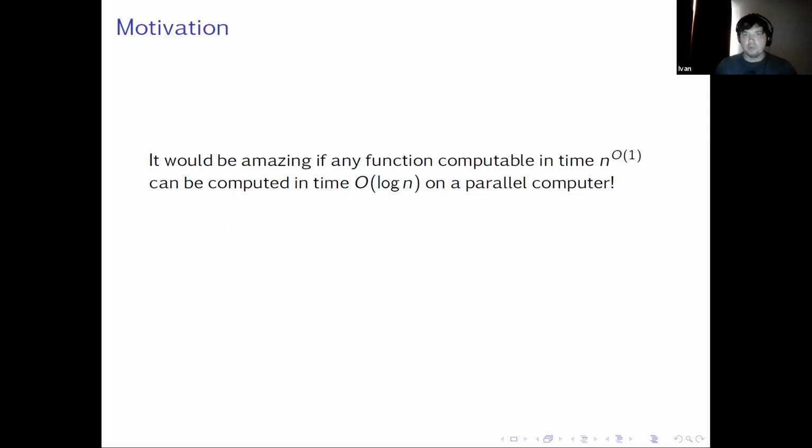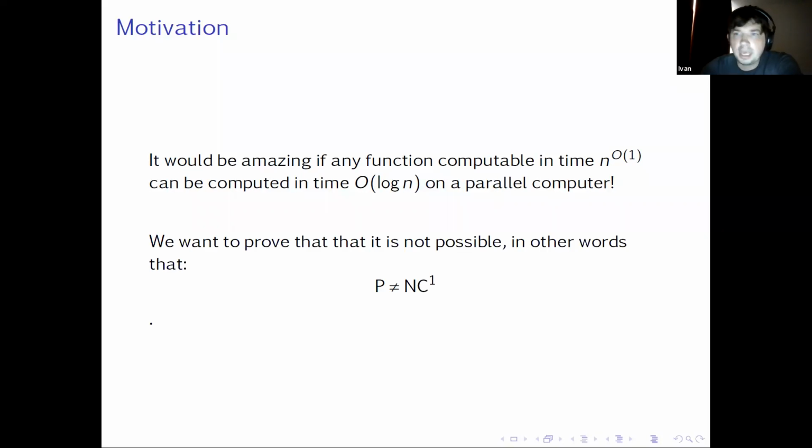So in the perfect world, it would be absolutely amazing if we could take any function that is polynomially computable, put it into a parallel processor, and in log n time, we'll get the answer. Because we hate fun, we of course want to prove that it is not possible at all. So in other words, that P is not equal to NC1.